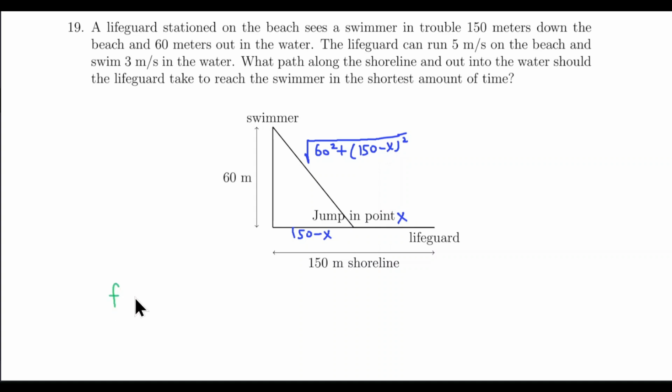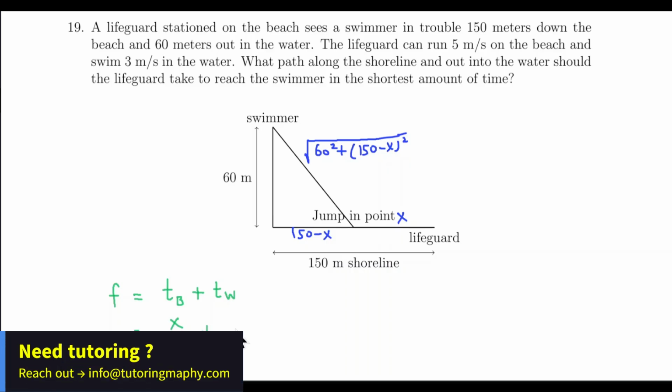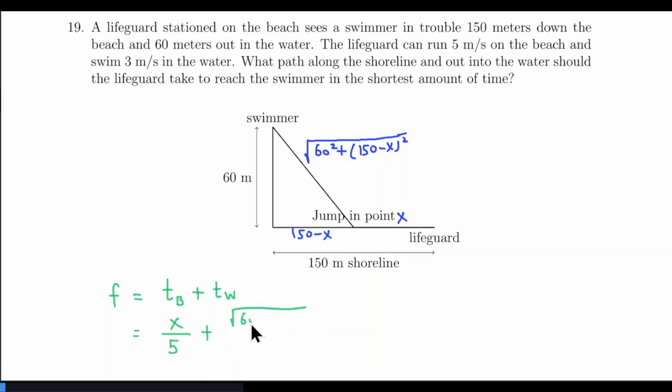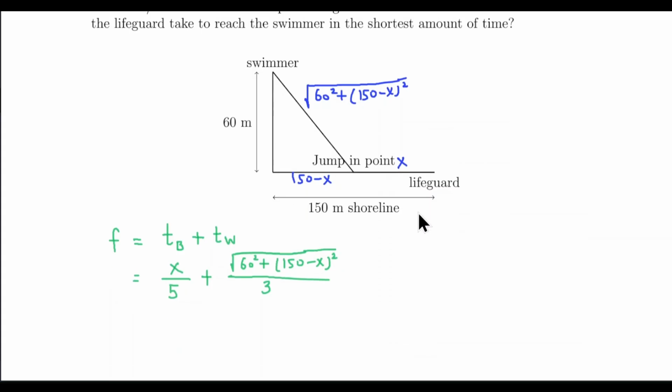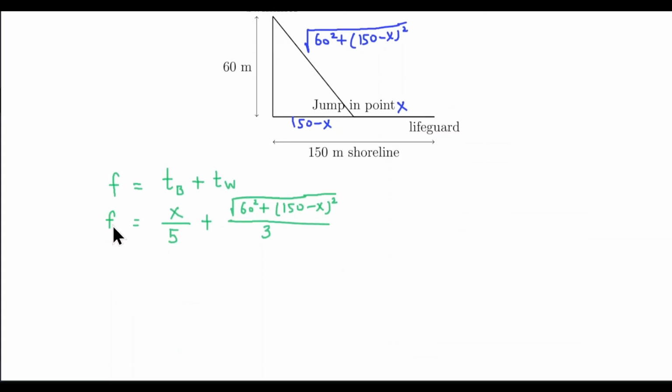So the function that we are looking for is the time on the beach plus time in the water. Time on the beach is distance ran on the beach over the speed on the beach. Speed on the beach is 5. Time in the water is distance in the water, which is just the Pythagoras. Of course, it's a gross expression, but we cannot do anything about it. And swim at 3. Fortunately, we already took the variables into consideration such that we don't have anything except x. So all we need to do is differentiate and equate to 0.